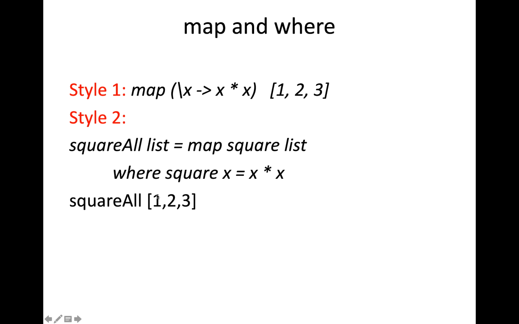So we can now say squareAll on this list, and that will be the same as this style one. So squareAll basically means we are applying a map with square on the input, and that is what is happening here.